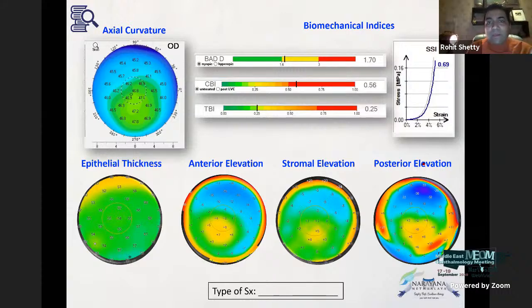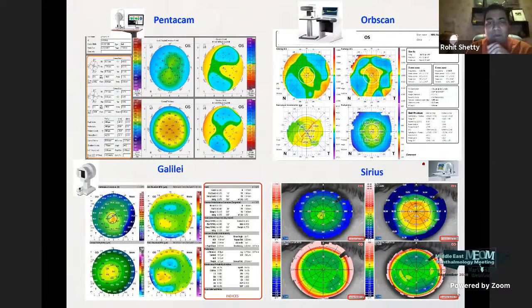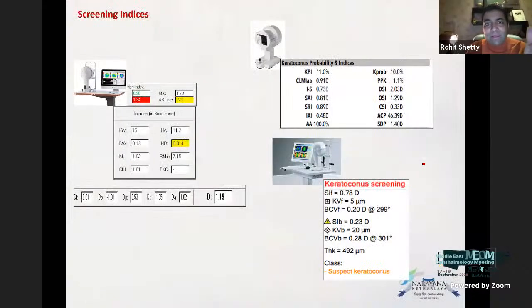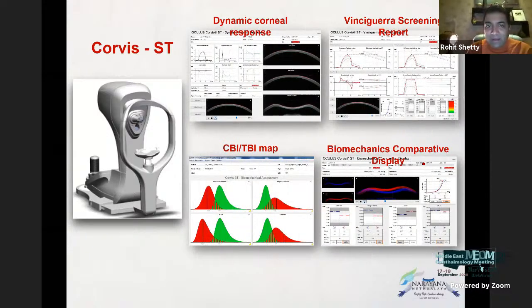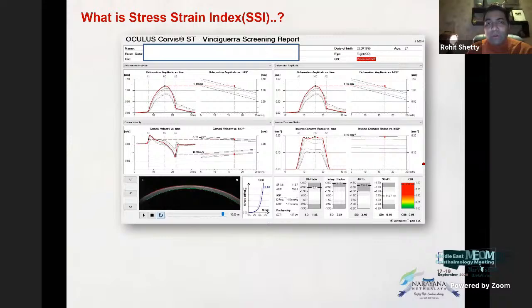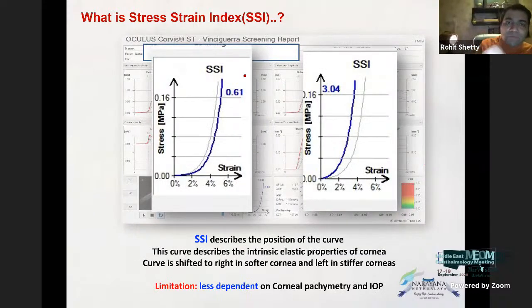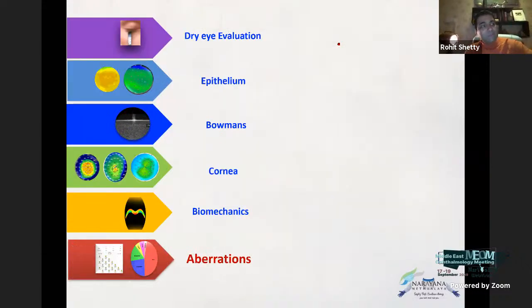And these are all the new generation biomechanical assessments of your cornea. I'm sure we're going to listen to some brilliant lectures on indices, so I'm going to skip this. The most important thing is the biomechanics. Again, this is going to be discussed, about how biomechanics is very important. There are different methods to look at it, so I'm not going to spend time on this. But what is new is that a lot of new indices have come in, which tell you if your patient's cornea is strong or weak. Then comes your aberrations.